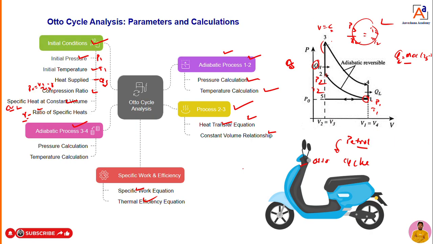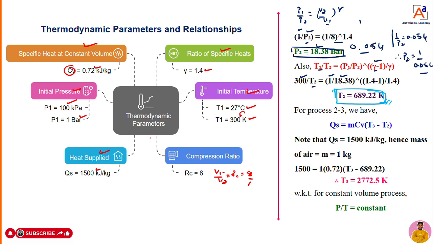Now process 1 to 2 is done. From process 1 to 2 I calculated P2 as well as T2. Now I will move towards the next process, that is 2 to 3. Process 2 to 3 means heat addition, and from it you can calculate P3 and T3. Heat addition is represented as QS. We know the equation: QS is equal to M into CV into T3 minus T2. Assume that mass is equal to 1 kg. We always ask per kg, kilojoules per kg, so M equal to 1, neglect that M.